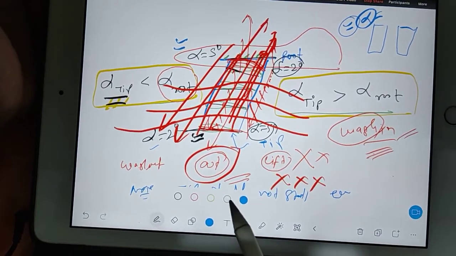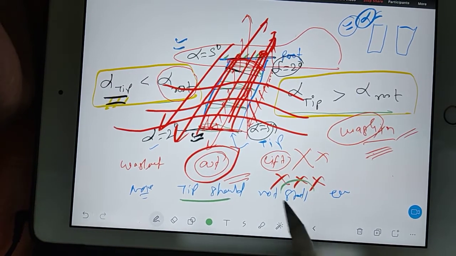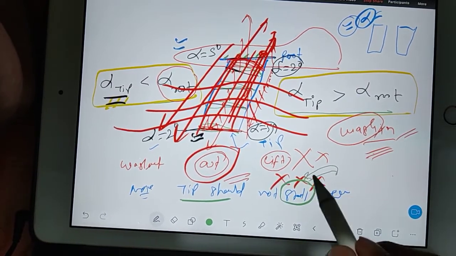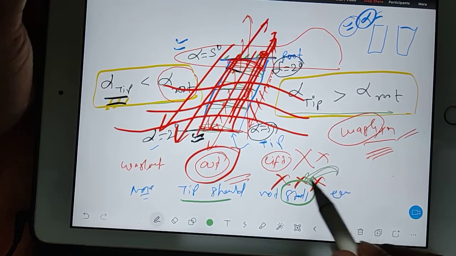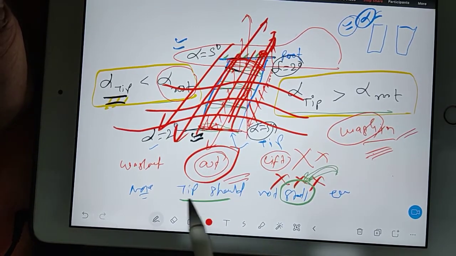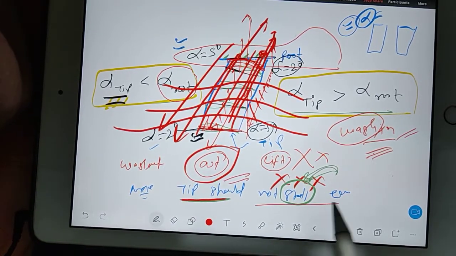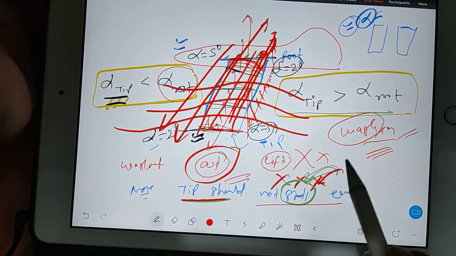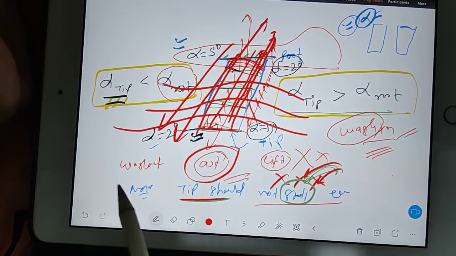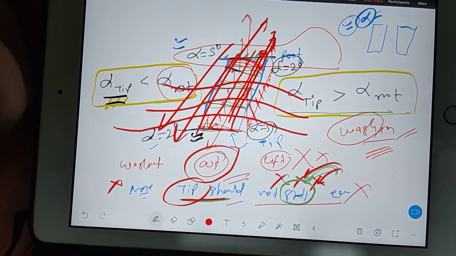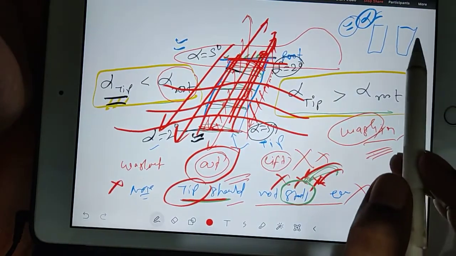Now, if you want to understand the meaning of stall, stall is another phenomenon. First I will explain stall, then you will understand the physical meaning of why the tip should not stall early. I have not explained stall yet. That's why just keep in mind: the tip should not stall early. The root can stall early.